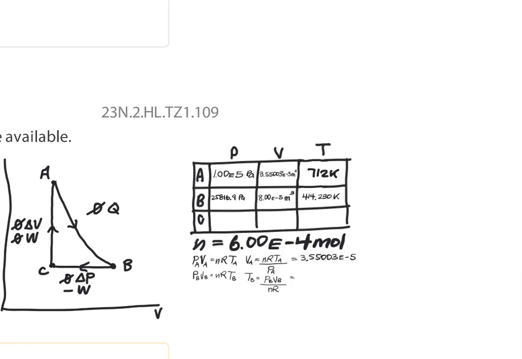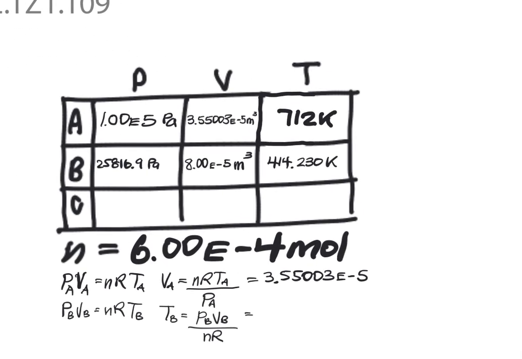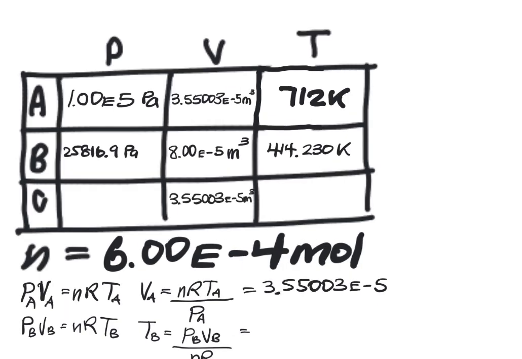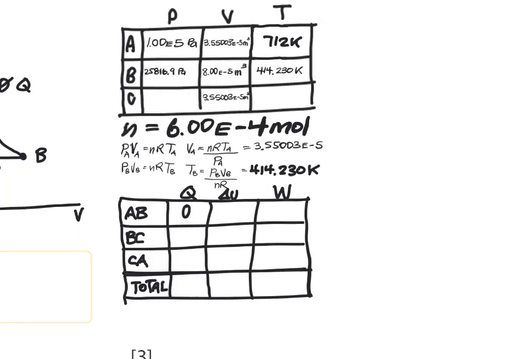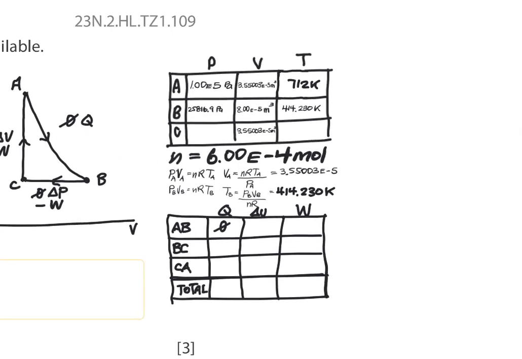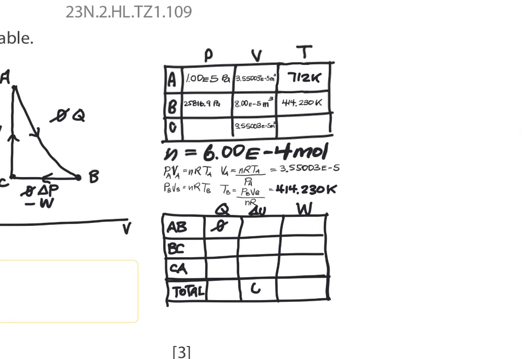So from B to C, we have the volume going back to the original volume. I'm also going to start to keep a tally of the Q, delta U, and work for the processes. While I'm here, we know A to B is an adiabatic process, so there's no heat there. We know that the system goes back to A, so the delta U for the whole system is 0.